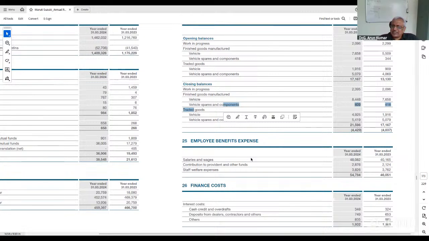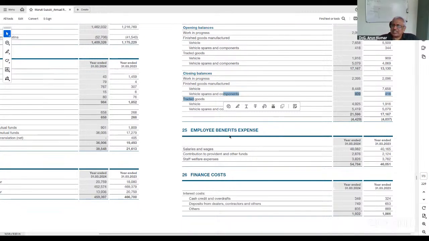Now, on the expenditure side, we also have employee benefits expenditure. How much am I paying as salaries and wages? What is the contribution to their provident fund? What is the contribution to their welfare fund? How much am I doing? All these form what we call the details in this case.